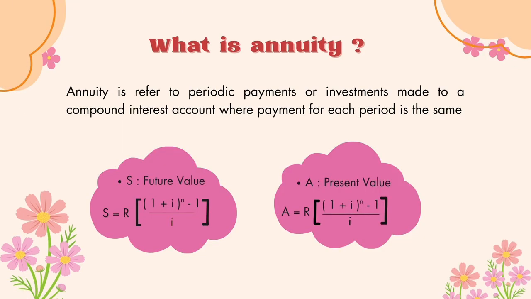Next, what is annuity? Annuity refers to periodic payments or investments made to a compound interest account where the payment for each period is the same. S for future value and A for present value. S equals R, open bracket 1 plus I, close bracket power N minus 1, divided by I. And for A equals R, open bracket 1 minus open bracket 1 plus I close bracket power negative N, divided by I.